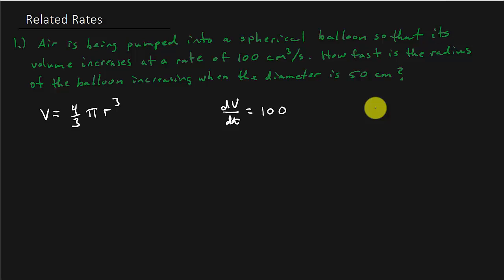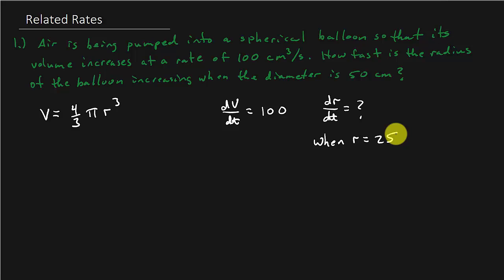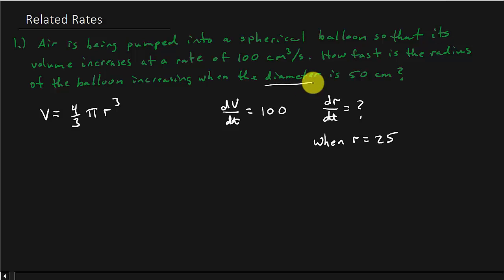Also, it's wanting to know how fast the radius is increasing. So we're looking for the change in the radius. There's r, your radius, so I'm looking for dr/dt. That's my unknown. And we want to know this when r is equal to 25. You might be wondering, how did you get 25? Well, it says the diameter is 50, and remember, the radius is half the diameter.